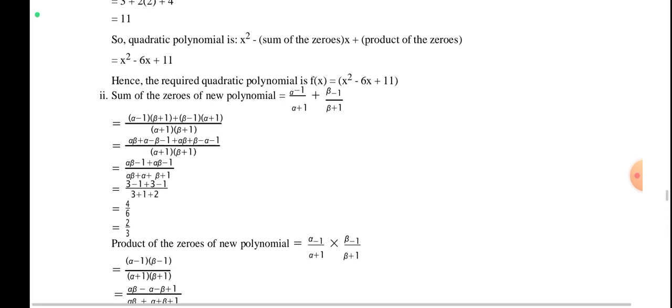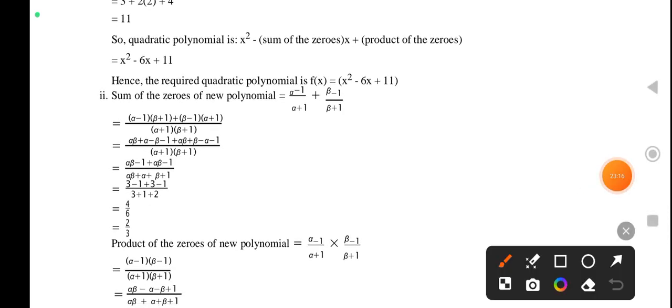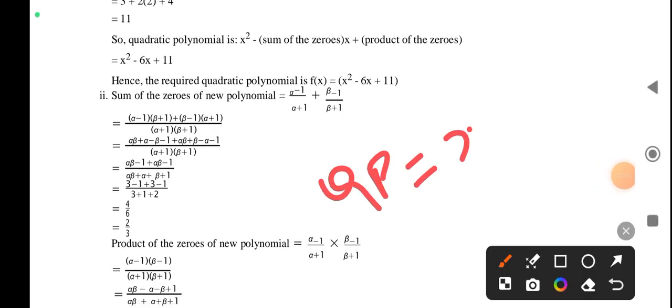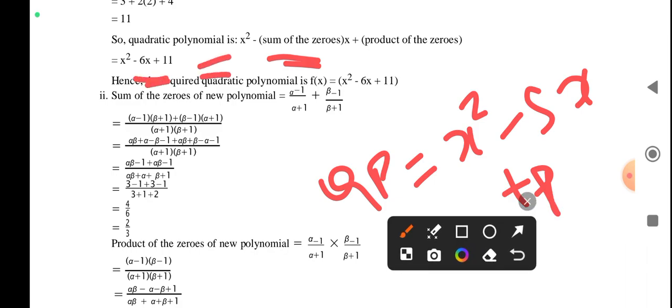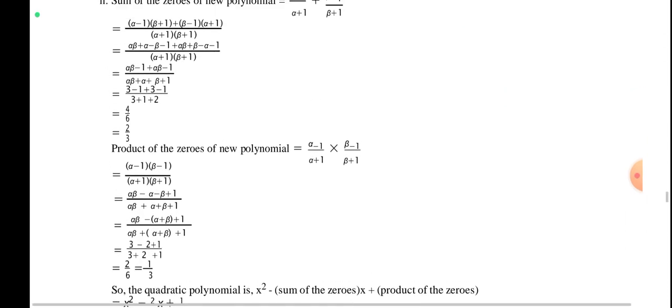We all know the quadratic polynomial formula, x square minus sum of zeros x plus product. So x square minus, sum is 6, product is 11. So x square minus 6x plus 11.